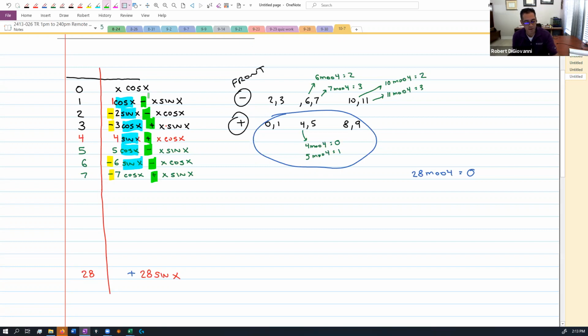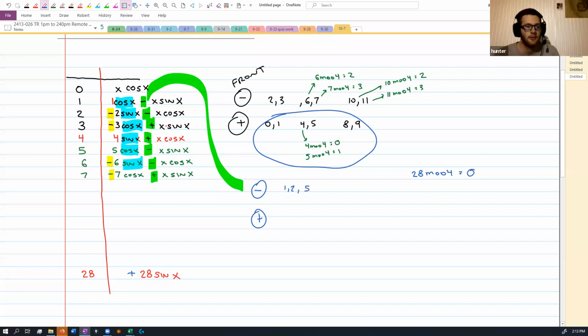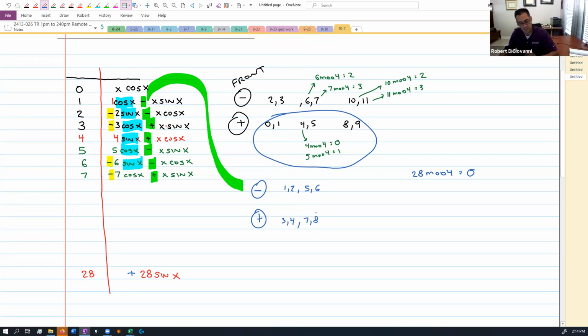So if I take a look at this number, when do I get minuses? When do I get pluses? I get minuses whenever you're at 1 or 2. Where else? 5 and 6, 9 and 10. And we get pluses at 3 and 4, and 7 and 8, right?